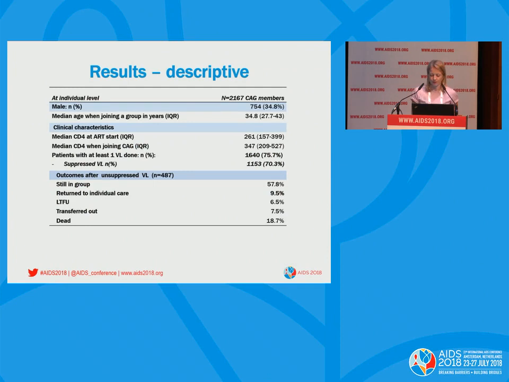Among patients who had a viral load result ever monitored, 70% of them had it suppressed. However, 487 patients did not have suppressed viral load, and among them, only 9.5% returned to individual care.